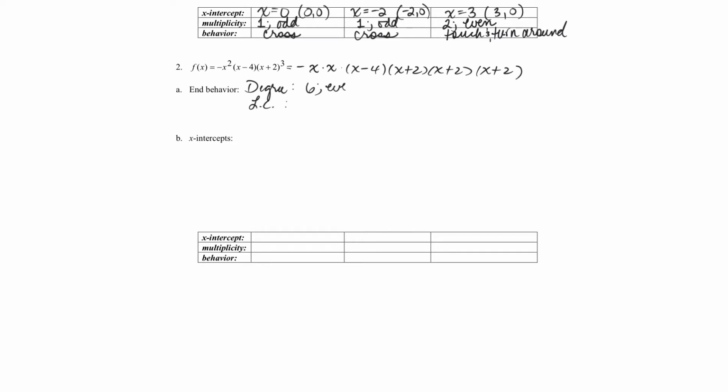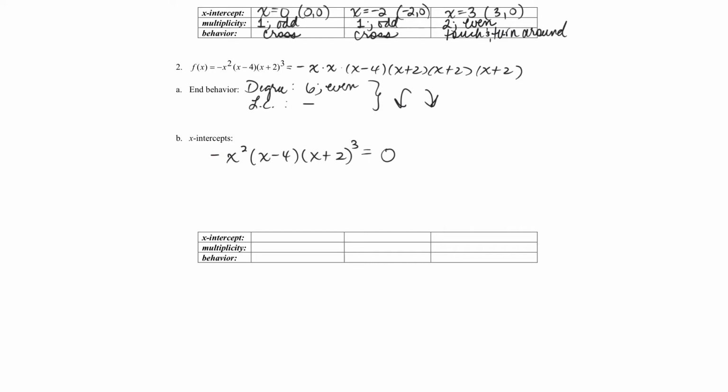which is even. The sign of the leading coefficient is negative. So that tells me that in the end it's going to fall left and fall right. And now I can think about my x-intercepts. So negative x squared times (x minus 4) times (x plus 2) cubed equals 0. Now, I don't care about this negative sign. In fact, this could be negative 1 million. It won't affect the zeros, right? Only the factors involving x.